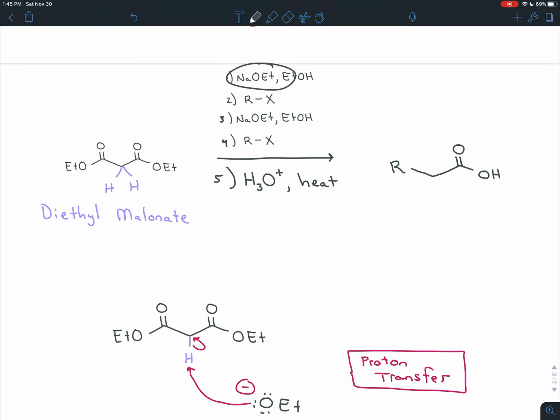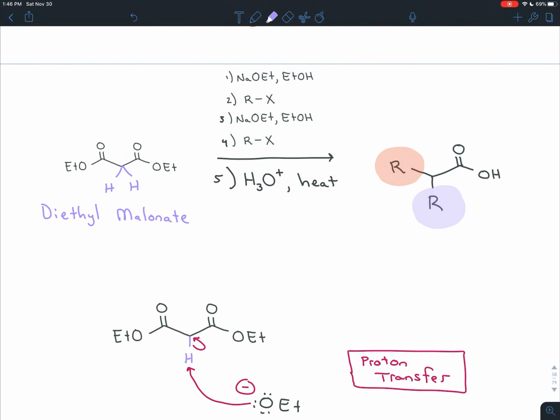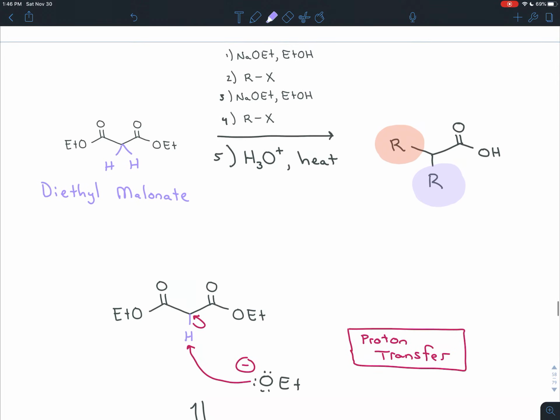But what would happen here is this first base would steal the first one, turn that into a nucleophile, and you'd react it with an alkyl halide. And then you could do the whole process over again. The second base would steal the second alpha hydrogen, turn that alpha carbon into a nucleophile again, and do another SN2 reaction. So you can really add 2 different carbon chains onto there. And they don't have to be the same. They could be completely different carbon chains that you add onto that alpha carbon to create a carboxylic acid. And to do that, you just repeat these first 2 steps once for each of the carbon chains you want to add.